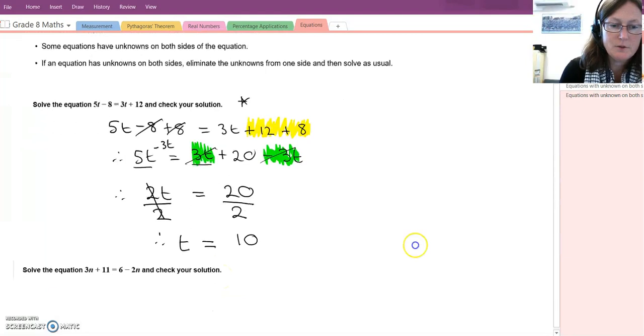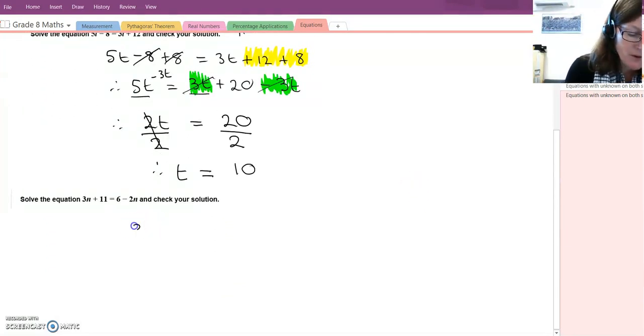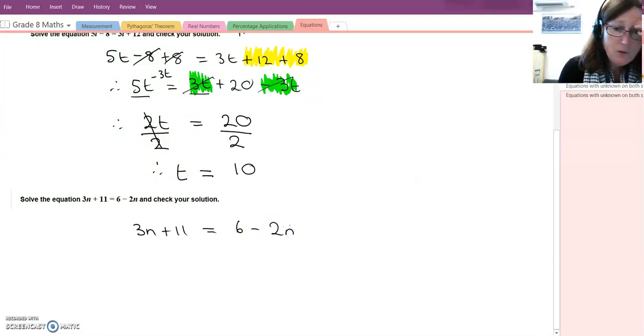Okay, let's do another example. 3n plus 11 equals 6 subtract 2n. Well, the first thing I'm going to do is eliminate my 11 from the left hand side. It's adding 11, so subtract 11. That then cancels it. Remember, that is okay as long as I subtract 11 from the other side as well.